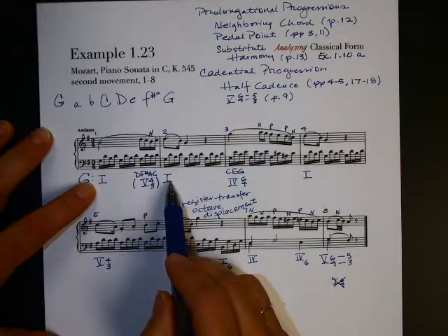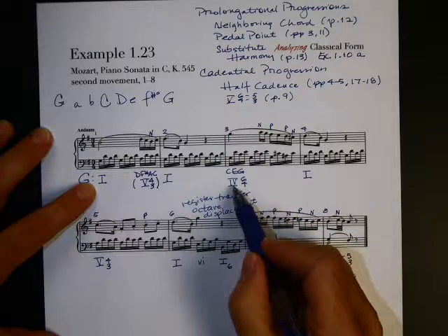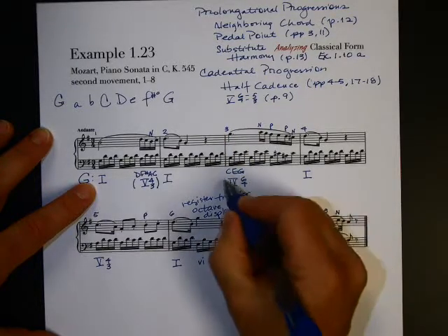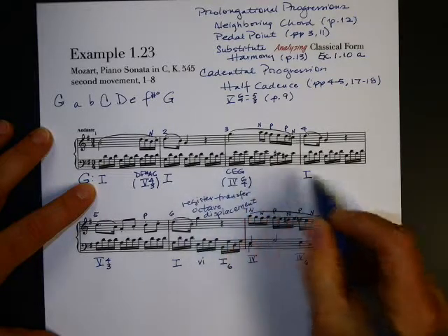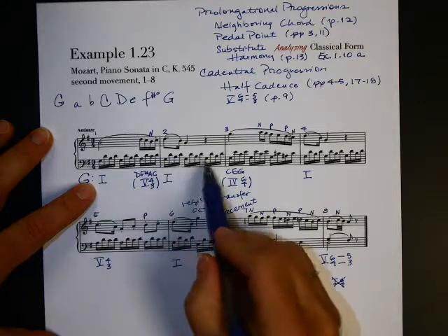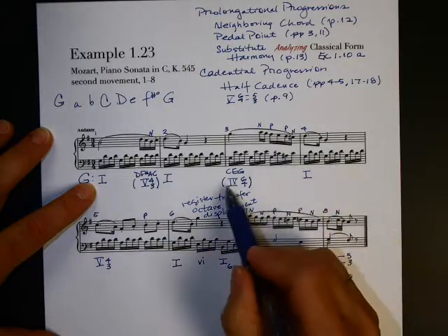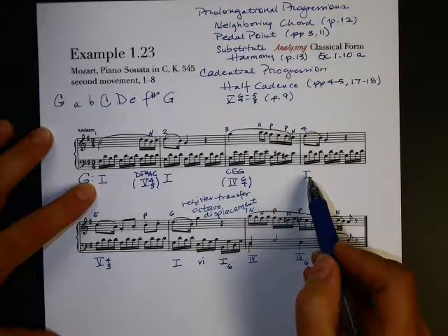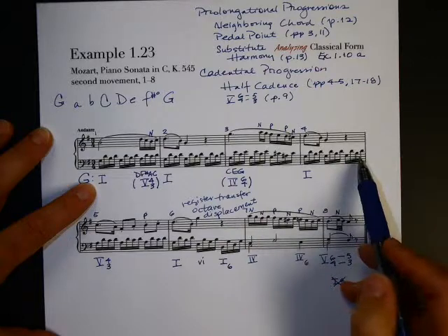In measure 3, we have the 4 6-4. This also contributes to a tonic prolongation that is a pedal point. G, G, G, G, G. This is part of a pedal point tonic prolongation. Thus far we have measures 1 through 4 as being a tonic prolongation.